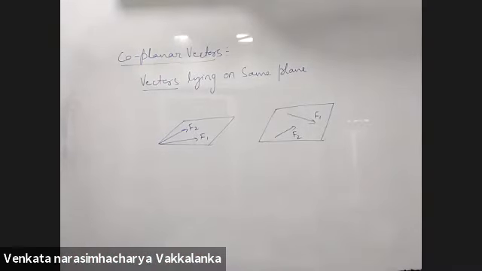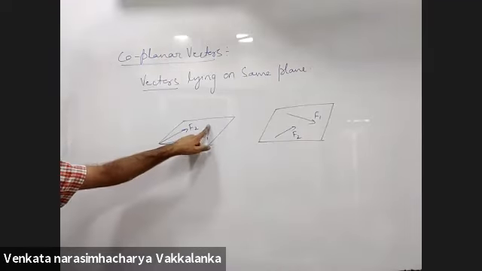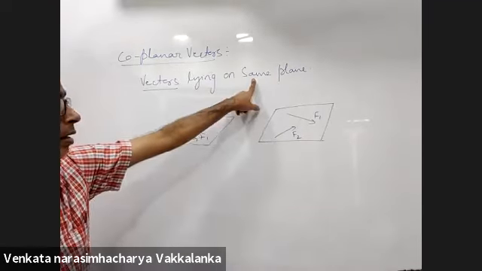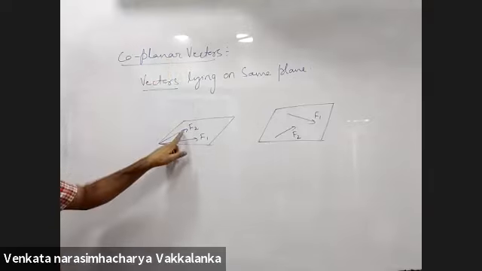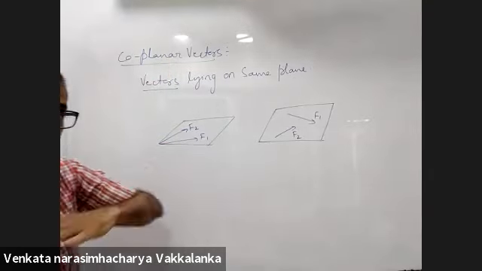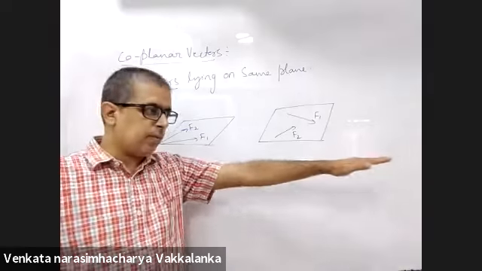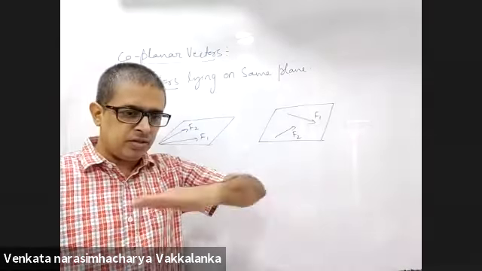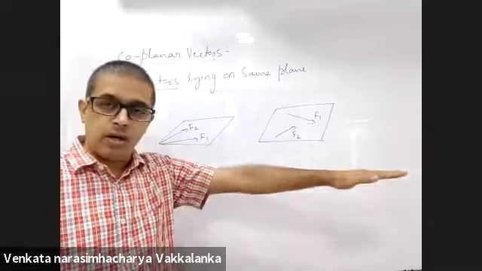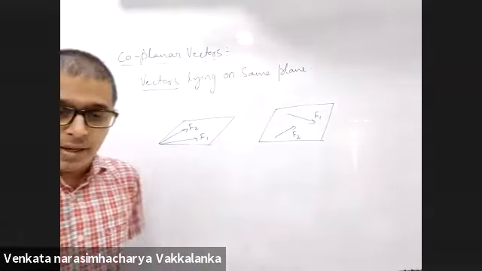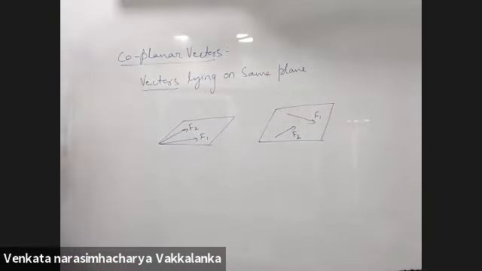Can you just repeat coplanar vectors again? Coplanar vectors are vectors in the same plane. Suppose this is the xy plane. This is one vector, this is one vector, this is one vector. All in the same plane are called coplanar vectors.